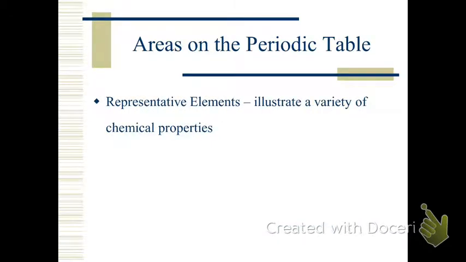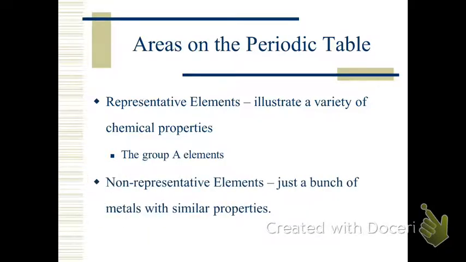Alright, so we're looking at some different areas on the periodic table. And so the first main division that they do is the representative and non-representative elements. And so the representative elements illustrate a variety of chemical properties, just like we have representatives of our school who illustrate a variety of the type of students that we have. And so these are the group A elements, which is when you look at the periodic table, those are going to be all the tall columns that are labeled 1A, 2A, and so forth. And there'll be a picture here in a second.